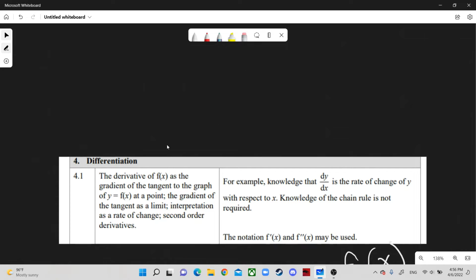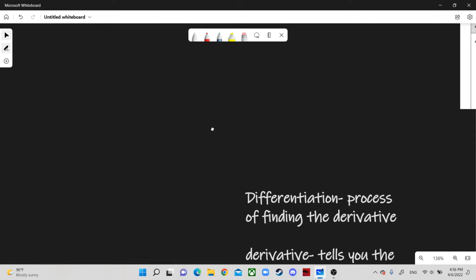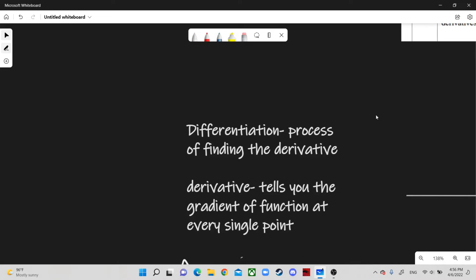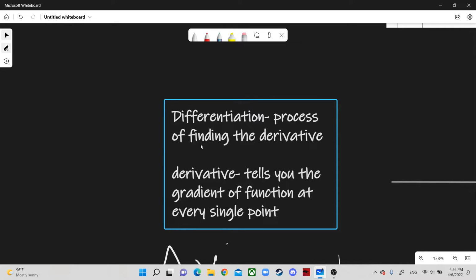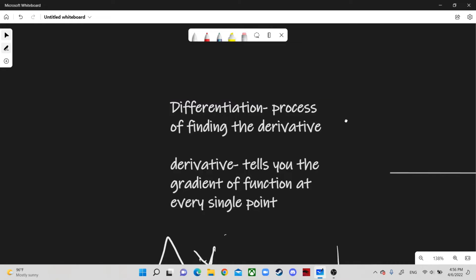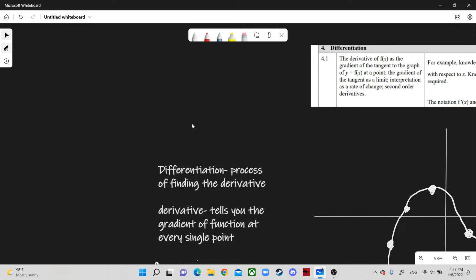Today we are doing P1 differentiation. Okay, so let's get started right away. What is differentiation? Differentiation is basically the process of finding the derivative. Okay, what is a derivative? Well, basically the derivative tells you the gradient of the function at every single point.